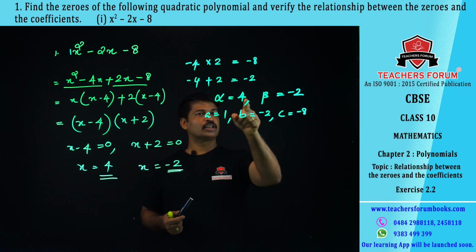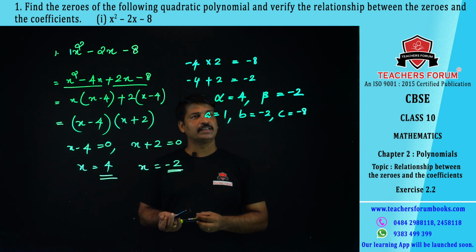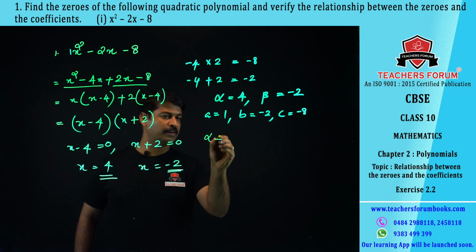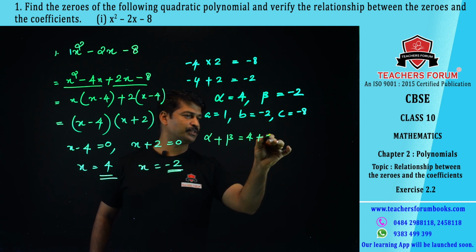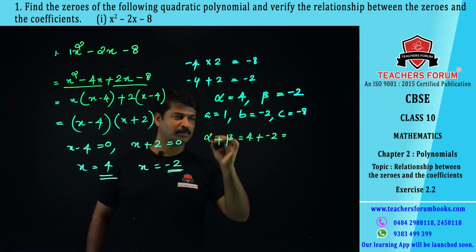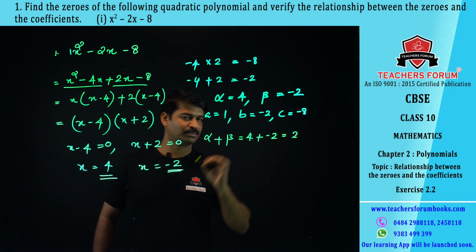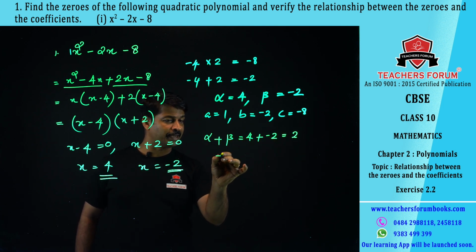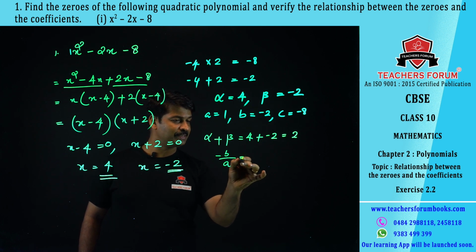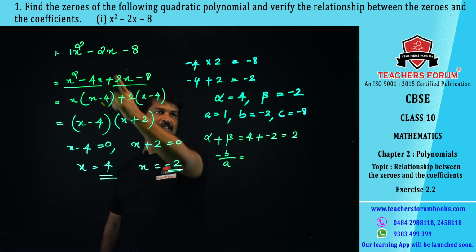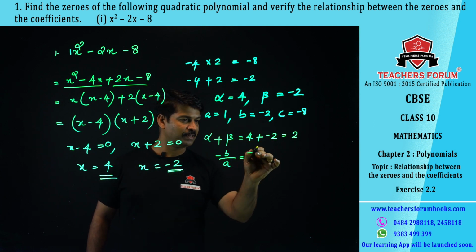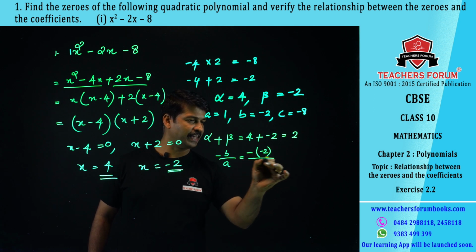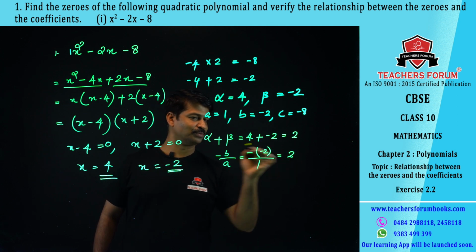Now, let us verify with the zeros of the given polynomial. Okay, let us find what is alpha plus beta. Alpha plus beta is equal to, what is alpha here? 4. What is beta? Minus 2. So, what is alpha plus beta? Alpha plus beta is 4 minus 2, that is 2. Okay, now let us find out what is minus b by a. What is b? B is the coefficient of x. We have here, what is b? B is minus 2. So, what is minus b? Minus of minus 2 by a. What is a? A is 1. That is minus of minus 2, that is plus 2.